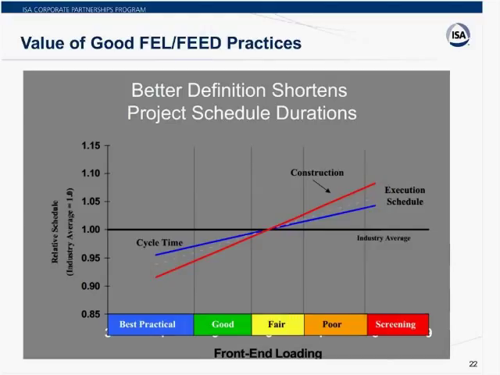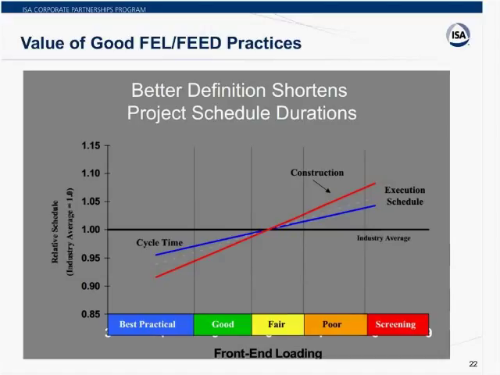The other side of this coin is the schedule. And again, these things all done well ensure that the quality's done well. But there is a perception that the time to do FEL means that the schedule tends to be extended. And that's simply not true. If you look at, again, the total cycle time for the project, so that's from initiation through startup of the facility, you'll see about a 5% advantage.